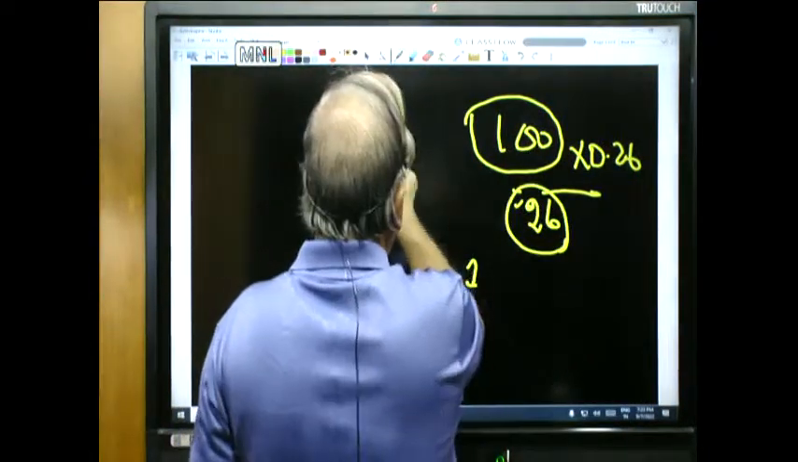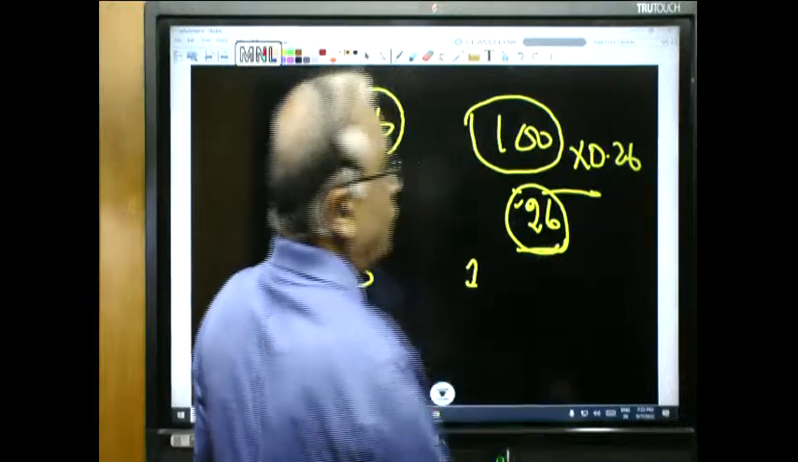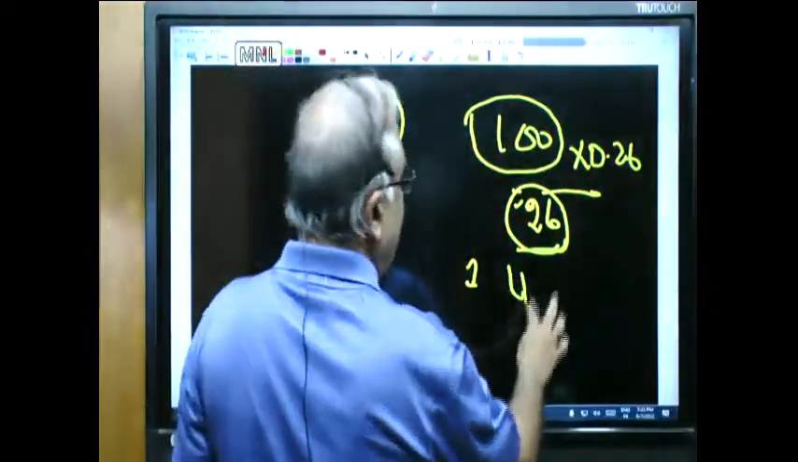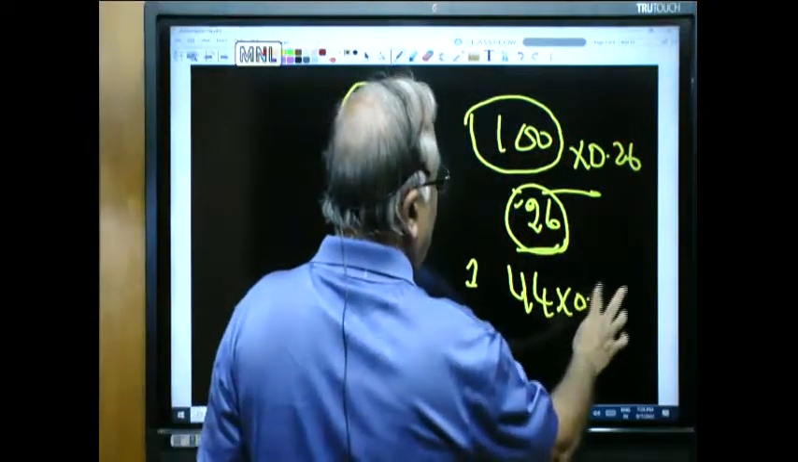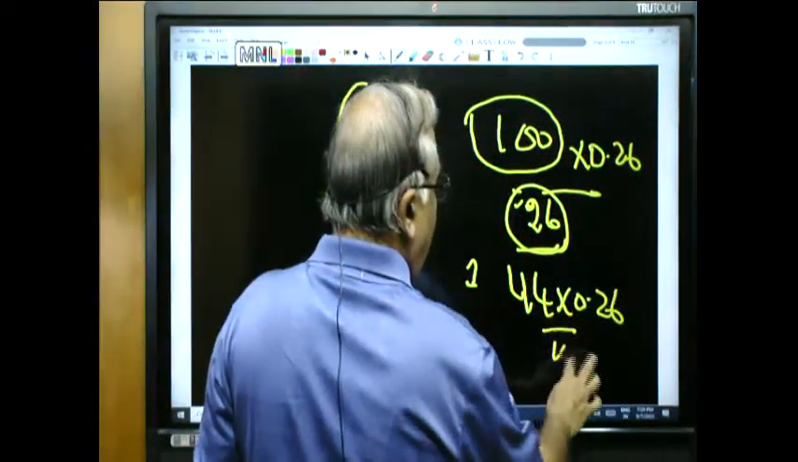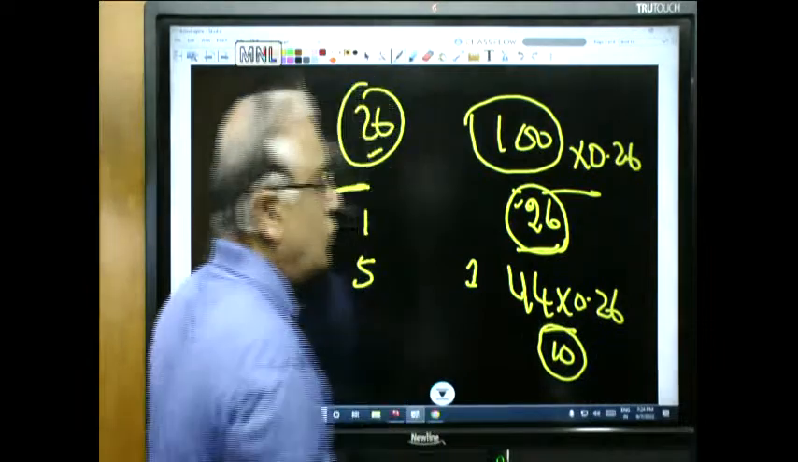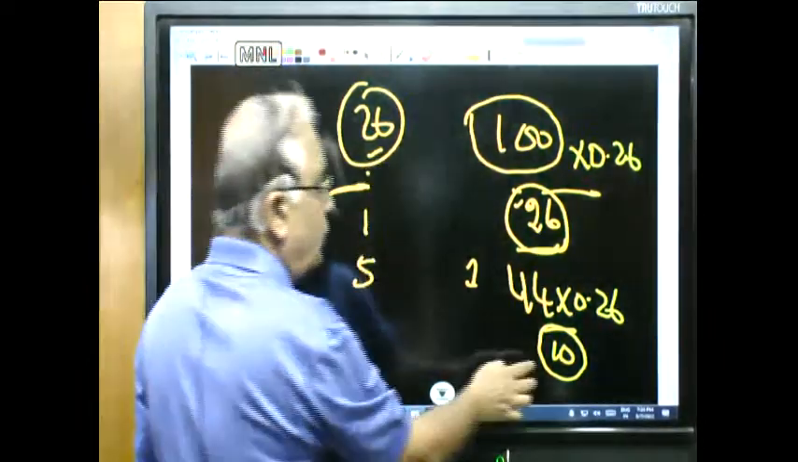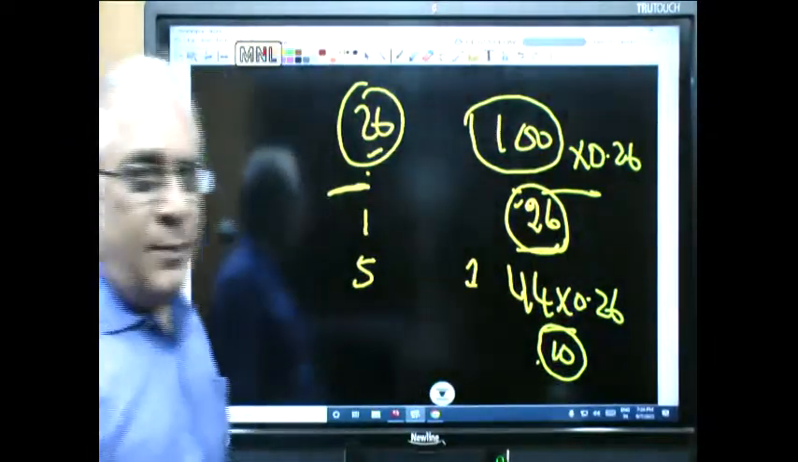You will get the same 26 rupees back. But 44 rupees you have already paid for this. So 44 into 0.26, the net loss will be something like 10 rupees in case it goes up. So you're trying to reduce this 26 rupees loss to a lower loss in case it happens.